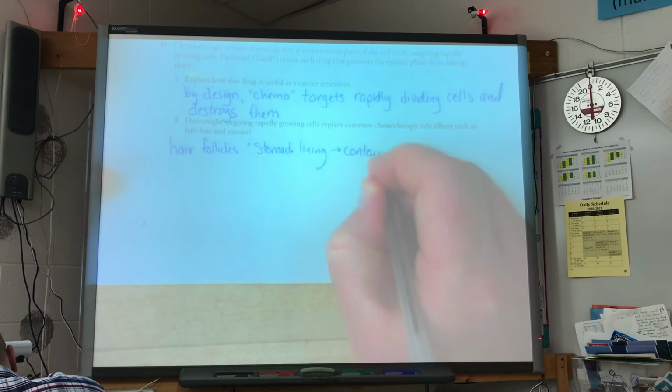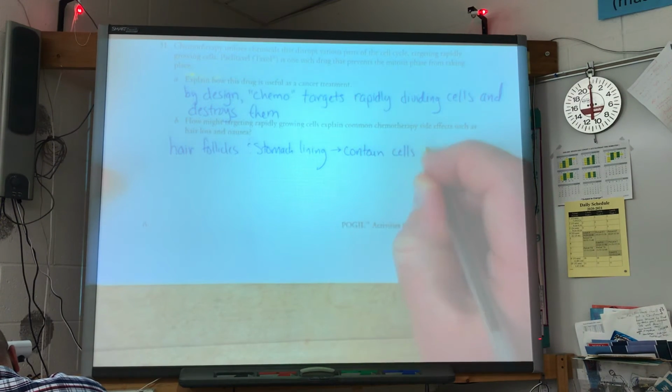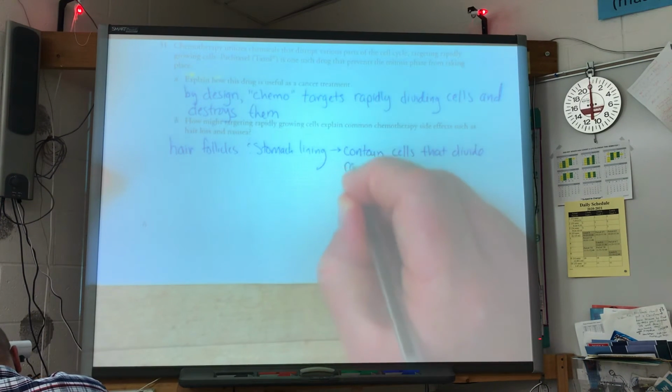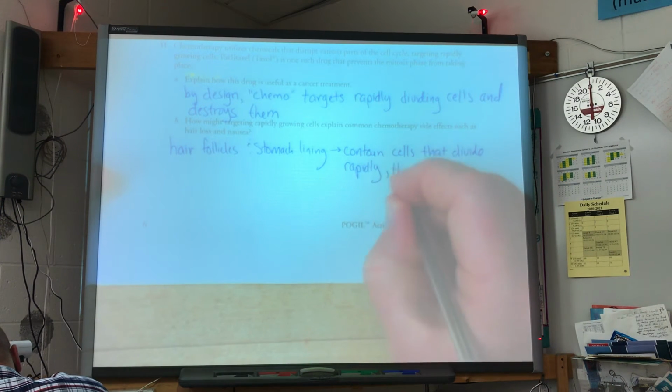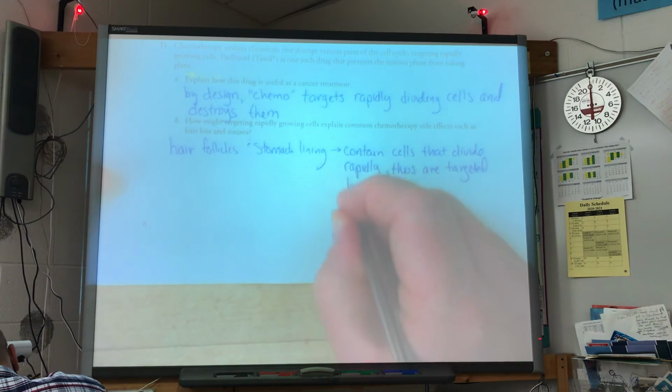Same idea with your stomach lining. You have this mucus lining in your stomach that is rapidly dividing. It's a very harsh environment, so they're constantly replacing cells in your stomach. Same idea: that mucus lining gets worn thin, which then leads to the upset stomach and nausea that is associated with chemotherapy as well.